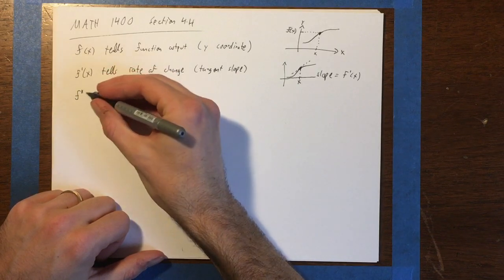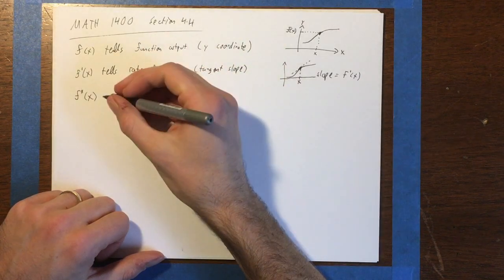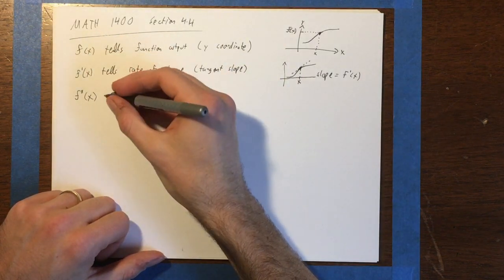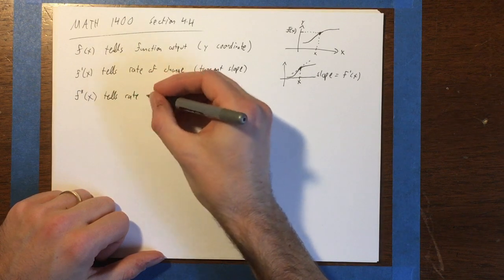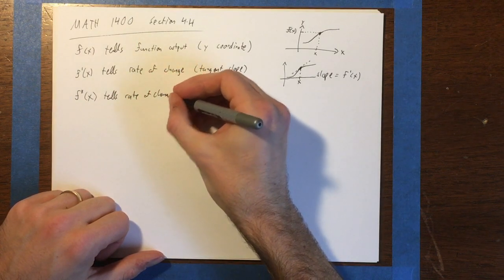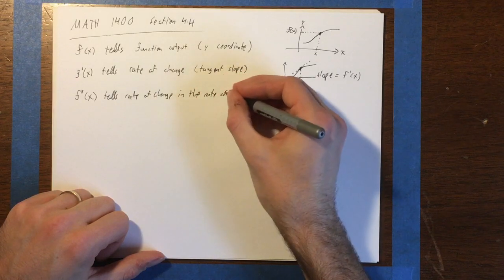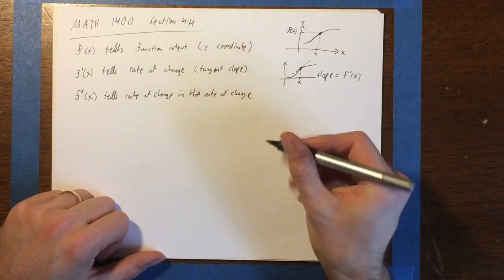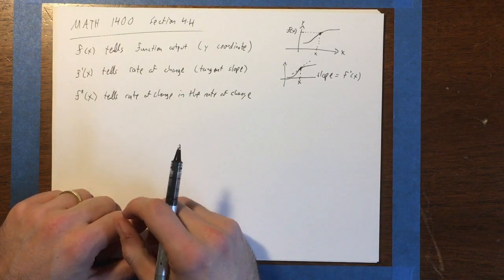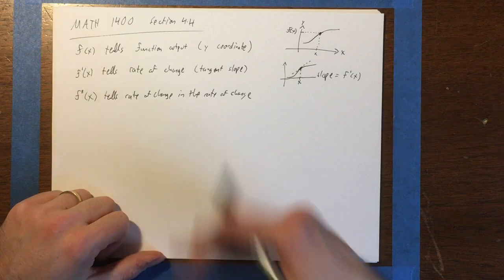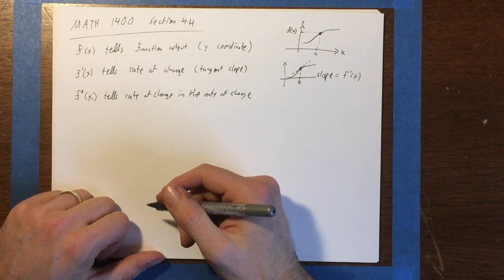So f prime prime is the rate of change in f prime. That tells us the rate of change in the rate of change. How fast is the rate of change changing? It's the change in the change. We've got this kind of iterative, recursive type of idea going on here.